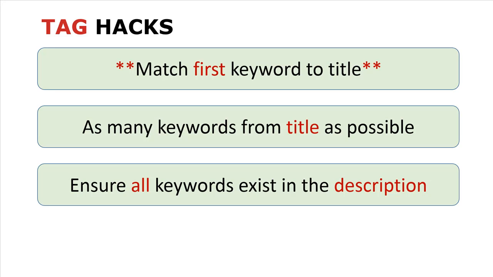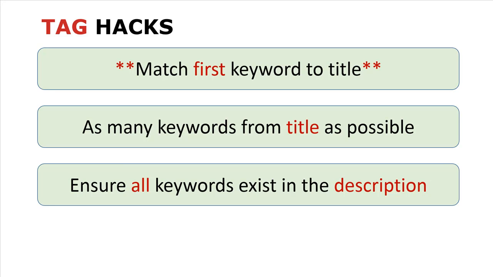So don't go in there and start typing away all these potential tags that have to do with your video unless they appear in your description. In other words, the more detailed your description is with keywords, the more tags you can have in your video without it being considered spamming by YouTube.